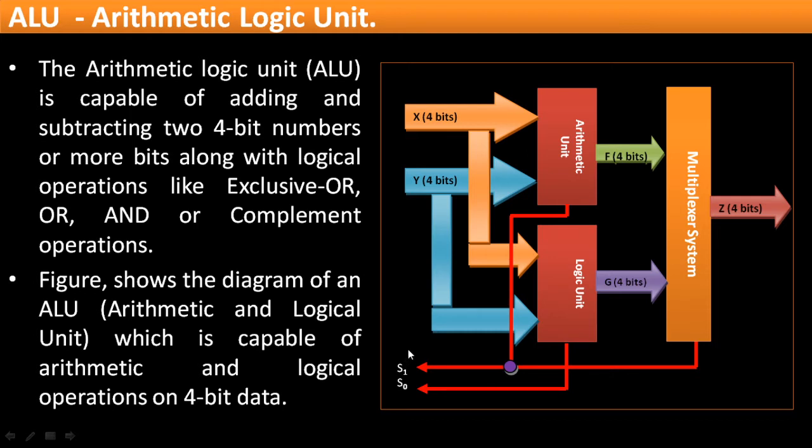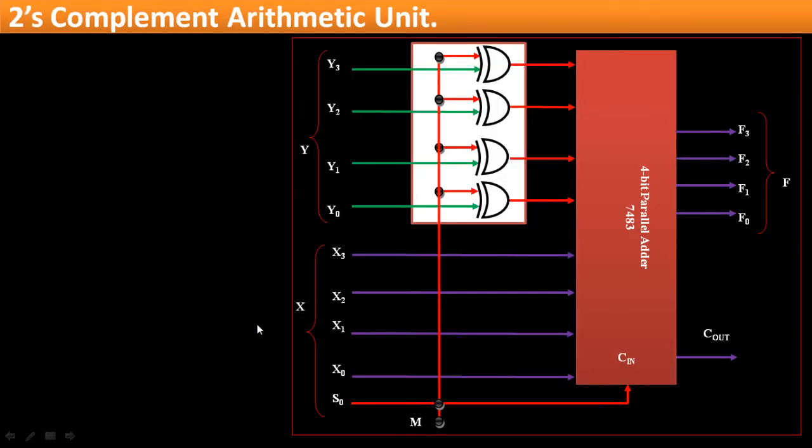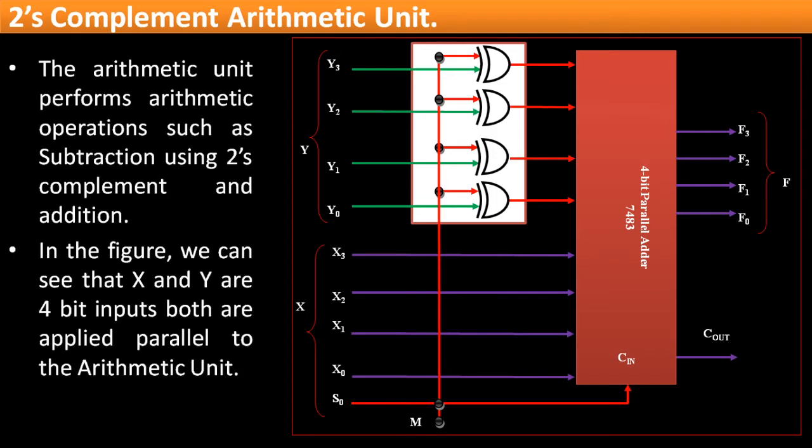So now let's look into a simple arithmetic unit, which we will call addition subtraction. That means the arithmetic unit is capable of doing addition and subtraction, and it will be able to do the subtraction in 2's complement method. Now let's see how it works.